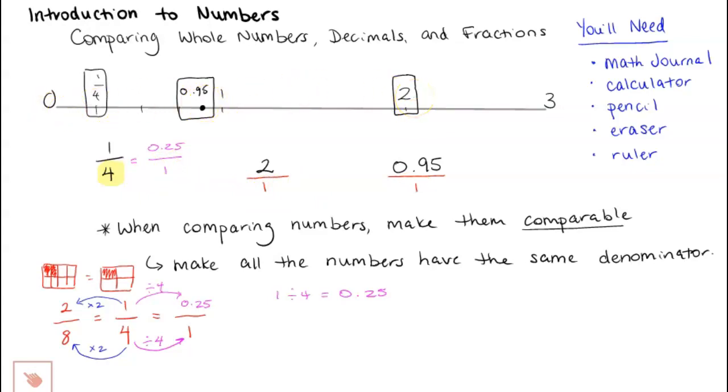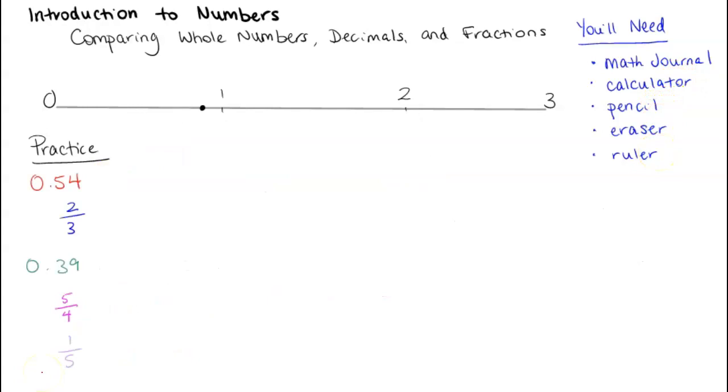So pause the video if you want to read this again and kind of think about it a little bit more. Next, we're going to do some practice in your math journal. So you're going to need your materials here, your journal, your calculator, pencil, eraser, and ruler. So here are our practice numbers. What I'd like you to do first is think about the numbers that already have a denominator of 1. And I want you to put those numbers on the number line.